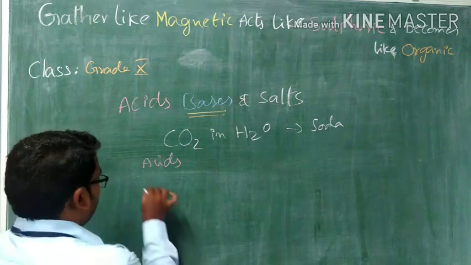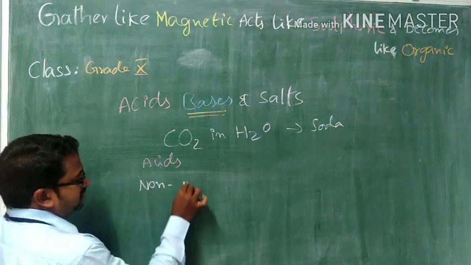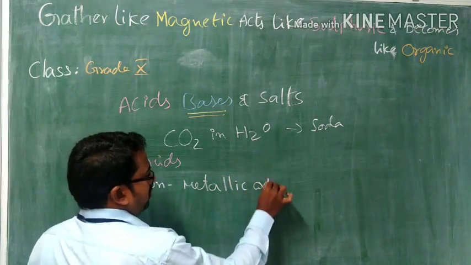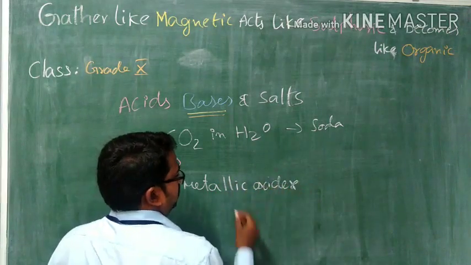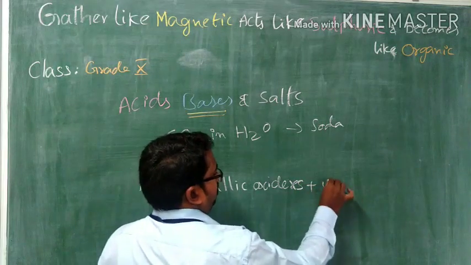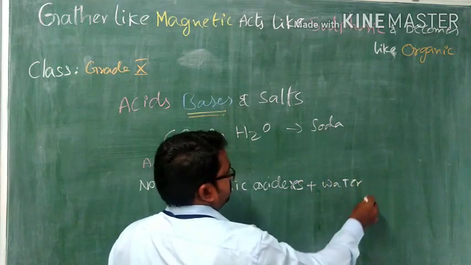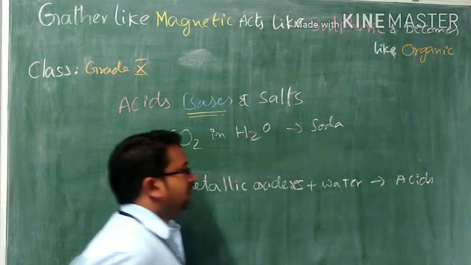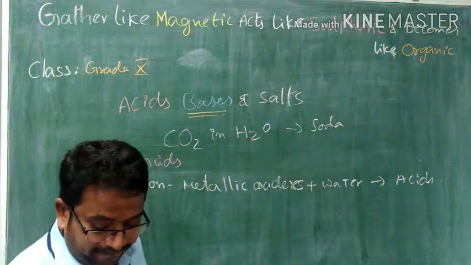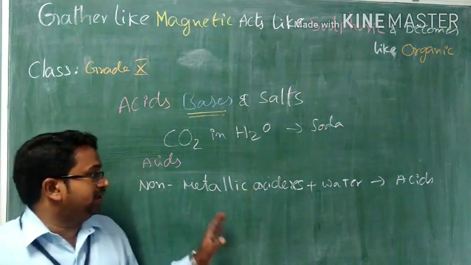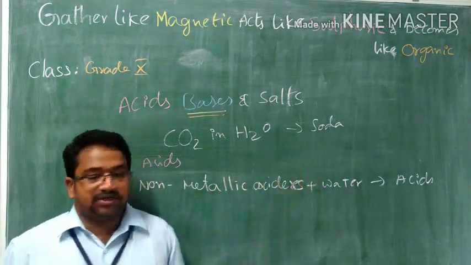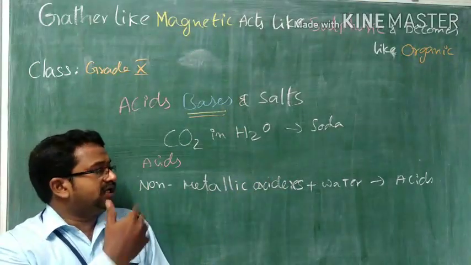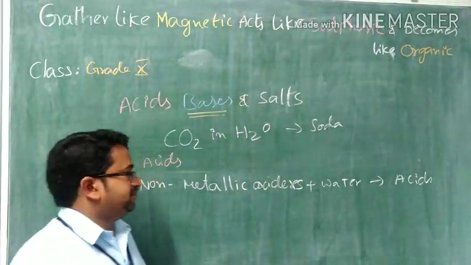When non-metallic oxides dissolve in water, they produce acids. So it is about the general equation. Children, you have to remember one thing. You should analyze the general equation, then it is very easy to understand whatever equation you want to build.